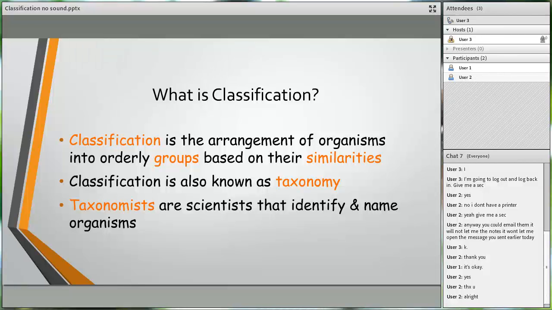Classification is the arrangement of organisms into orderly groups based on their similarities. And another term for classification is taxonomy. Taxa are the groups that we put them into, and the people that identify and name organisms and put them in these groups are called taxonomists. So classification, we're putting them into groups or taxa, so we also call it taxonomy.